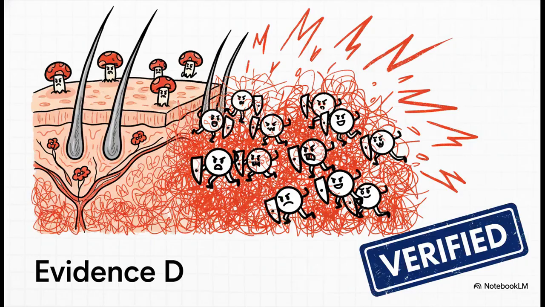It's true. Now for statement D, which talks about a condition called kerion. It's described as an intense, highly inflammatory form of scalp fungus or tinea capitis. And this is 100% correct. A kerion isn't just a simple little infection. Oh no, it's a full-blown battle between the fungus and your body's immune system right there on your scalp.